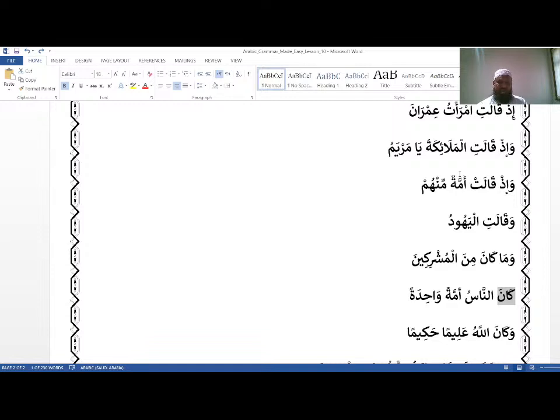So only describing isms will follow the i'rab of the ism they are describing. Again, those of you who learned Arabic, it's called موصوف صفت, or المنعوت والنعت. We'll learn this later, inshallah.